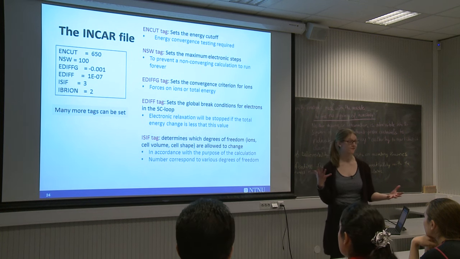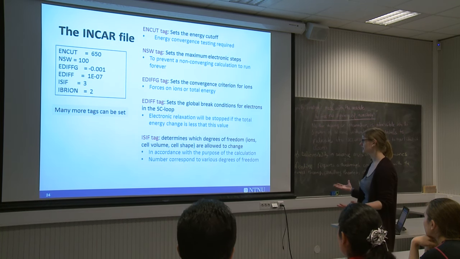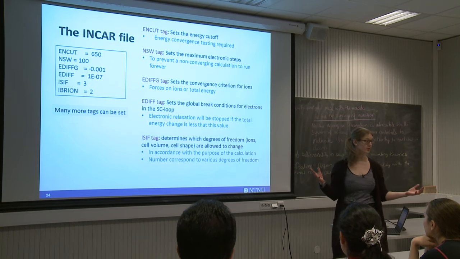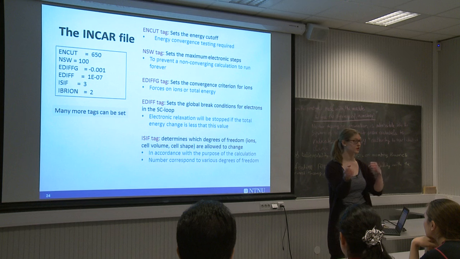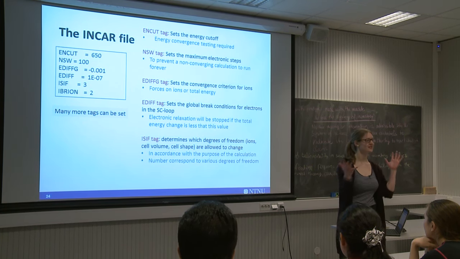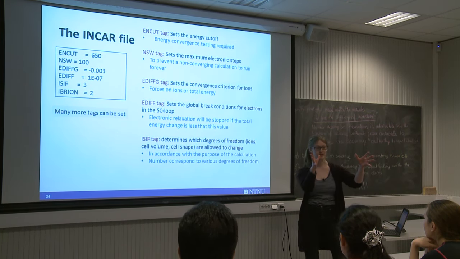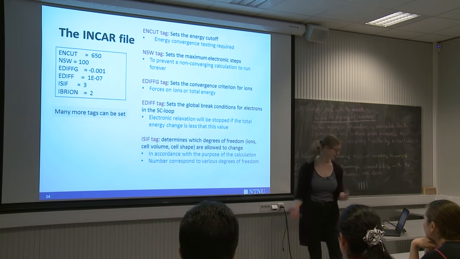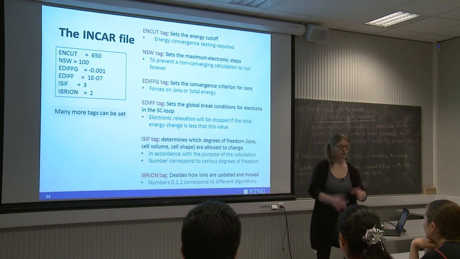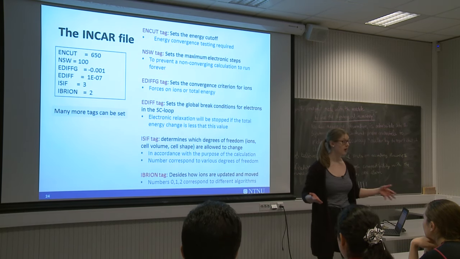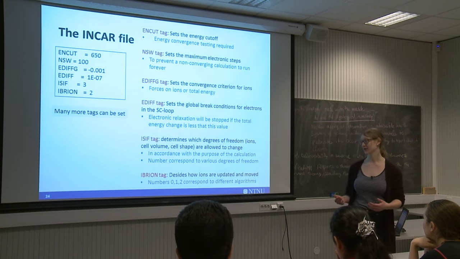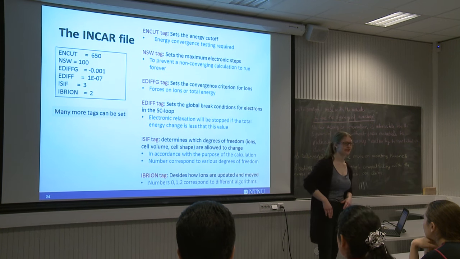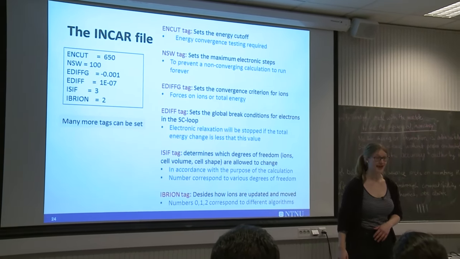And then you can also define the degrees of freedom in your system. So for example, if you want the volume to change during your relaxation, or if you want to fix the volume and only relax ions, or you don't want to relax ions at all, you just want to look at the energy for one specific configuration of atoms, you set this. And you can also set the algorithm for how you update and move your ions, right? So there are different choices there. So this is basically a file where you set a lot of tags.